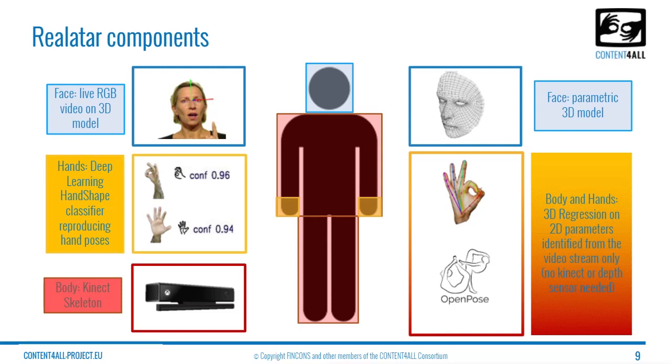For the reproduction of the hands and body movements, we rely in the first place on the Microsoft Kinect for the body skeleton movements and on a deep learning algorithm for understanding from the video of the signer which signs he or she is doing. And besides that, we are investigating another technology which is instead purely video-based, and it's based on different deep learning algorithms.